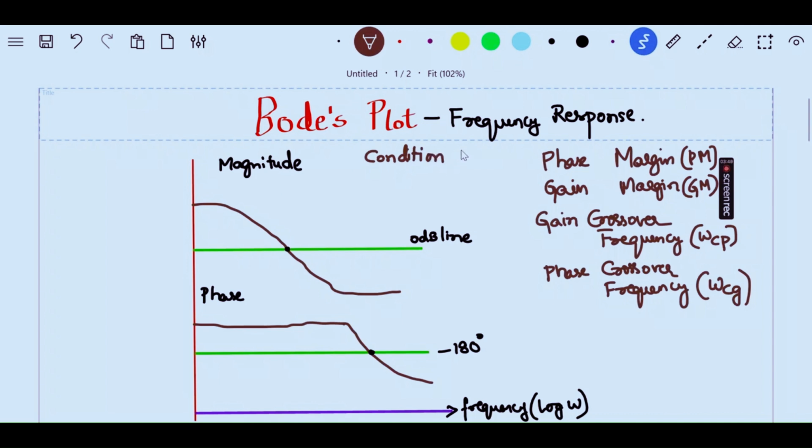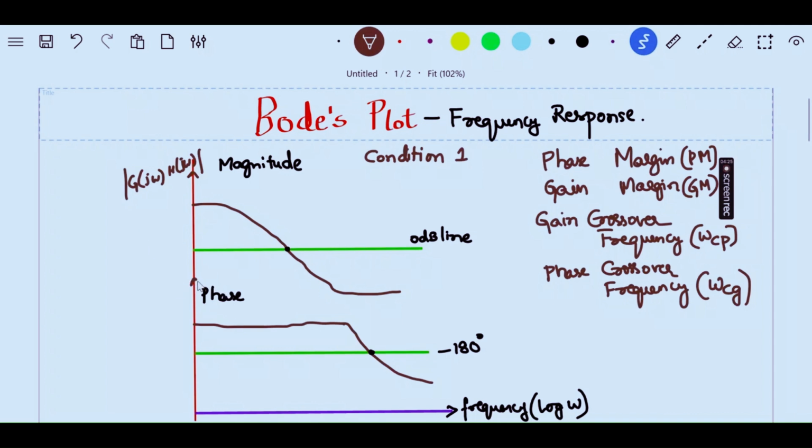In condition 1, the plot we have done is actually a magnitude plot, so it is the magnitude of G(jω)H(jω). In the Bode plot, one thing you should keep in mind is that the plotting of both magnitude and phase should be done on one single graph sheet. That is very important.